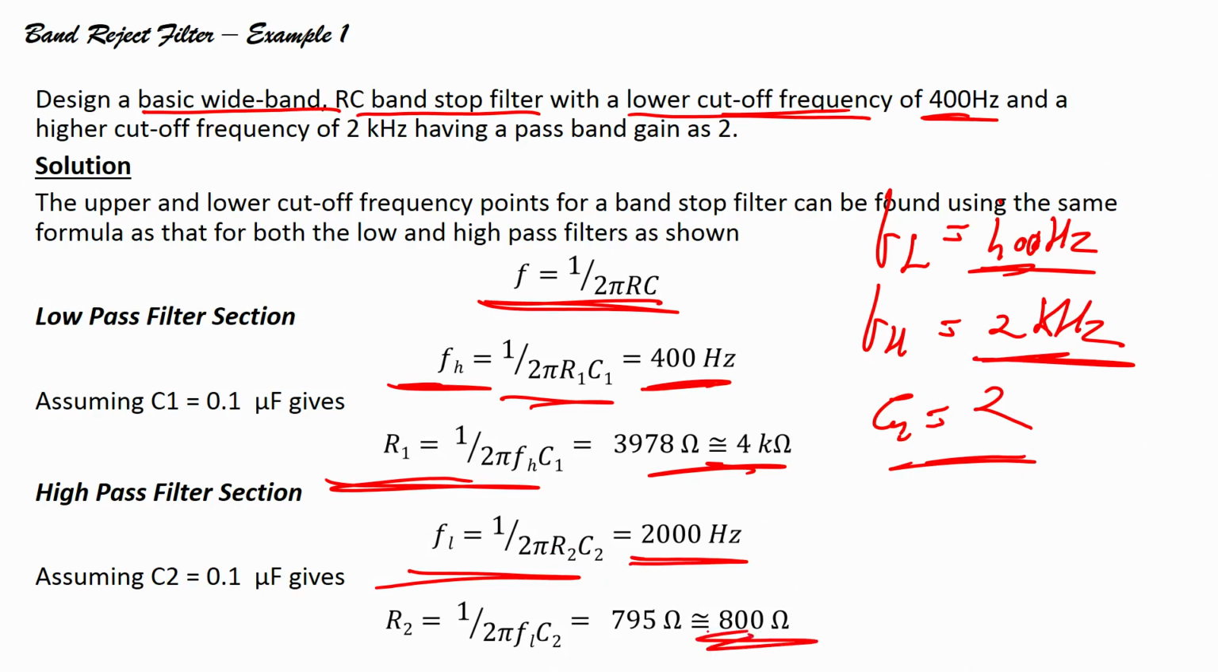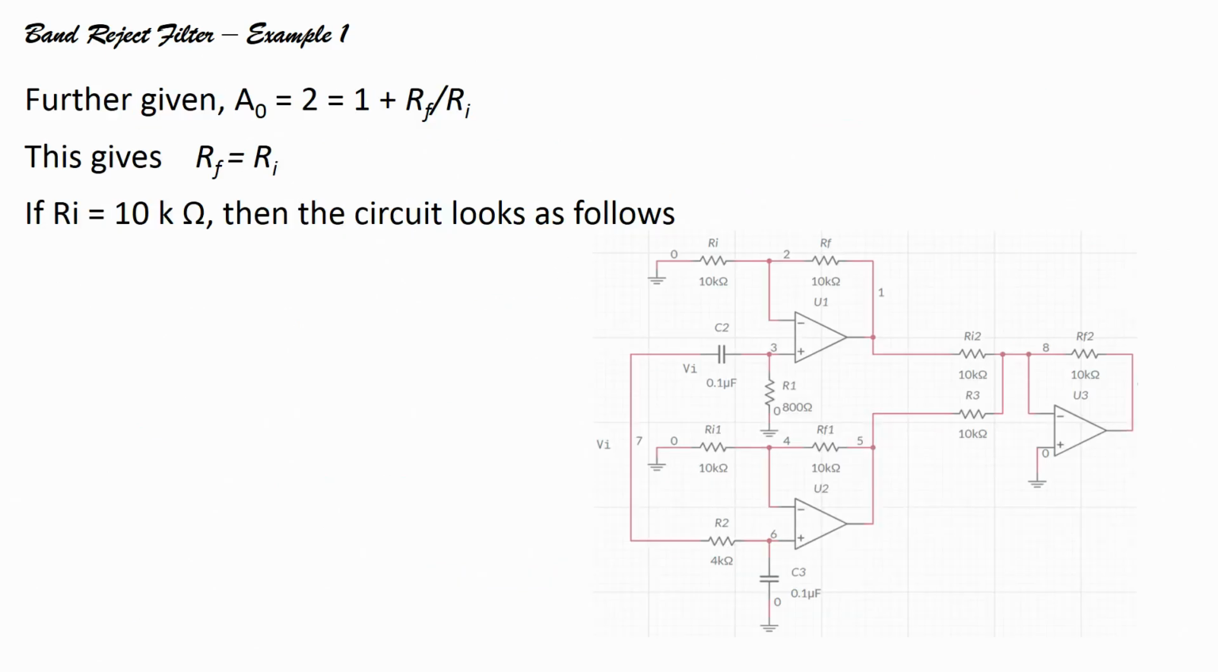So, we have found the value of R1, we have found the value of R2, and we already know the values of C1 and C2. Do we know them? Yes, we know them. If I keep the values of C1 and C2, I can find the values of R1 and R2. I know FH and FL, so I can design the band stop filter.